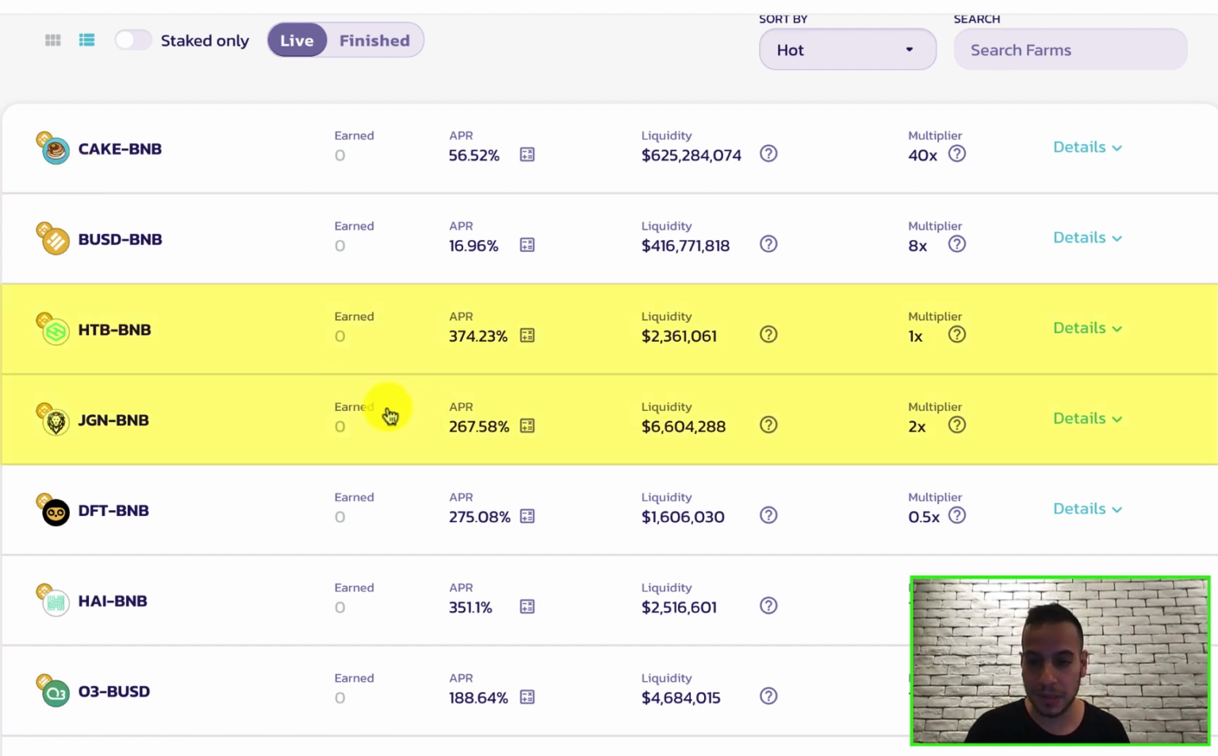Let's take another example. If we look at HTB.BNB and JGN.BNB, if we compare these two farms, in order to understand our idea, we can see how the multiplier and the liquidity directly influence the APR. In that case, we can see that for HTB.BNB the multiplier is 1x, and JGN.BNB is 2x. The amount of liquidity in HTB.BNB is $2.3 million, and JGN.BNB is $6.6 million. It's almost 3x.